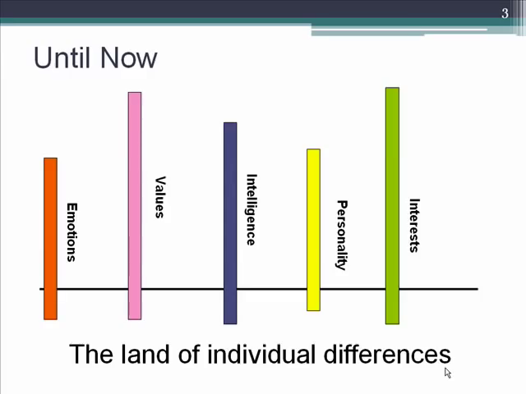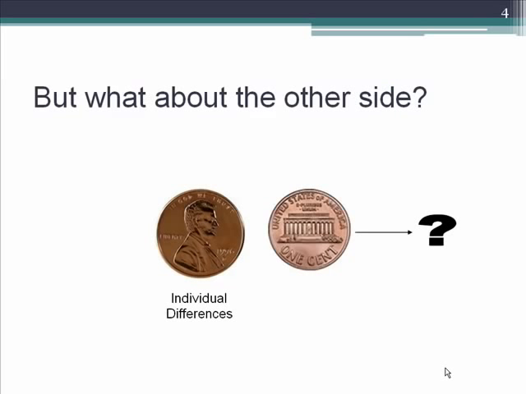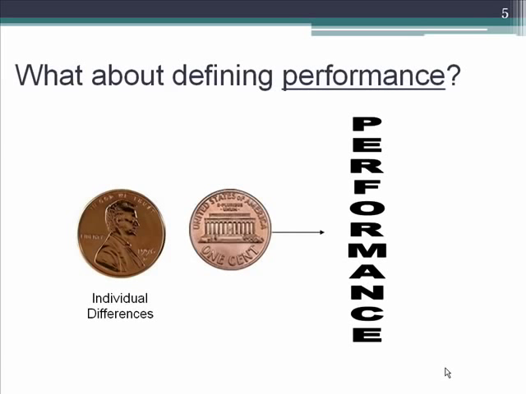Up until now, we've been spending our time looking at the land of individual differences. So we've looked at a number of individual difference variables such as emotions, values, intelligence, personality, and interests, and we've learned how these different variables predict performance. But what about the other side of the coin? In addition to looking at individual differences, we also need to look at performance.